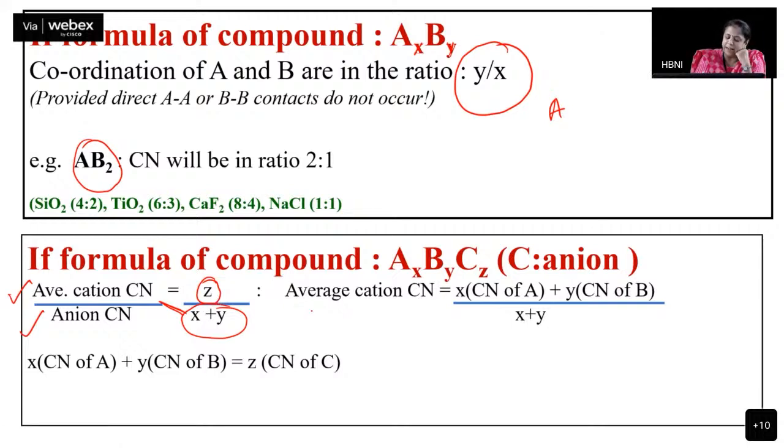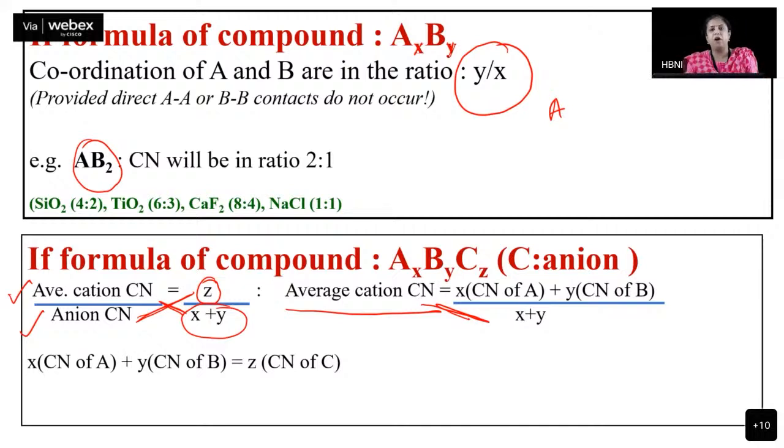Now let us look at another thing. How can I define average cation coordination number? I can define it as X of coordination number of A plus Y of coordination number of B, divided by X plus Y. This is a simple average ratio. Now from here, average cation coordination number into X plus Y is X into coordination number of A plus Y into coordination number of B. So X into coordination number of A plus Y into coordination number of B would be Z into coordination number of C, that is the anion.